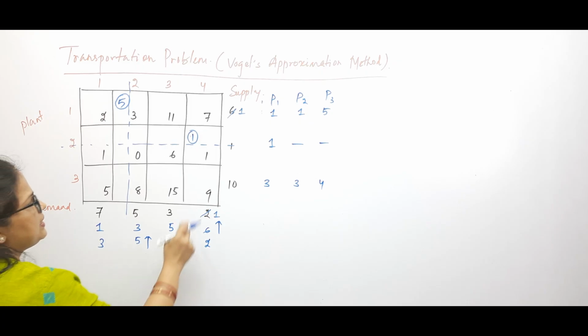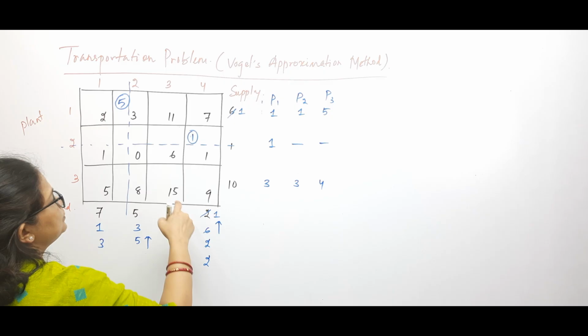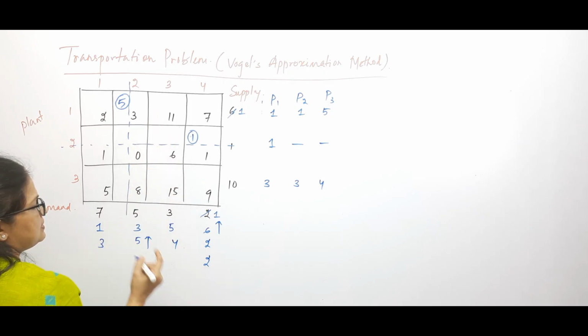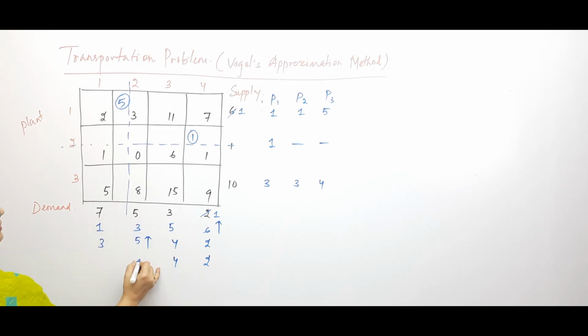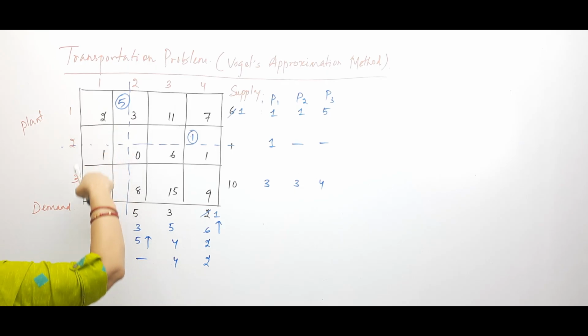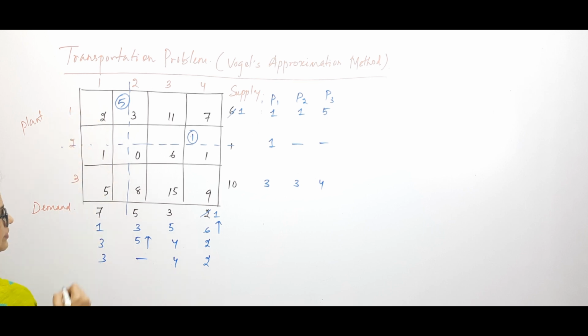This way the same thing, 9 minus 7, 2. Then 15 minus 11, 4. This one done, already cancelled. This is 5 minus 2, 3.